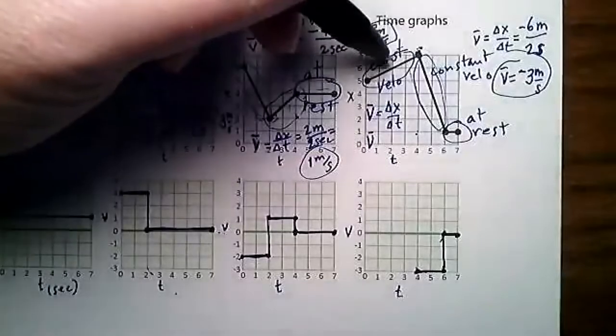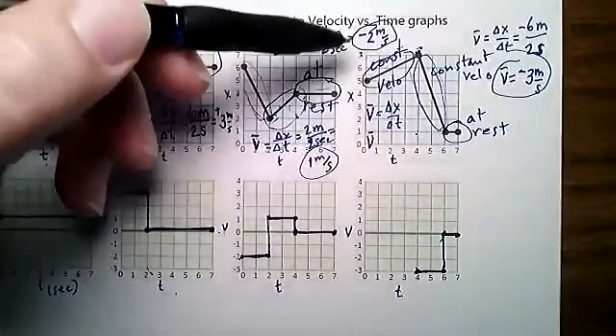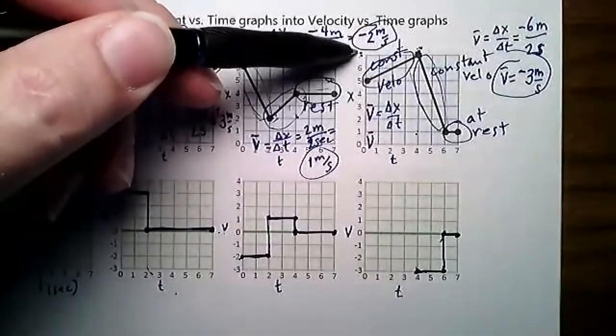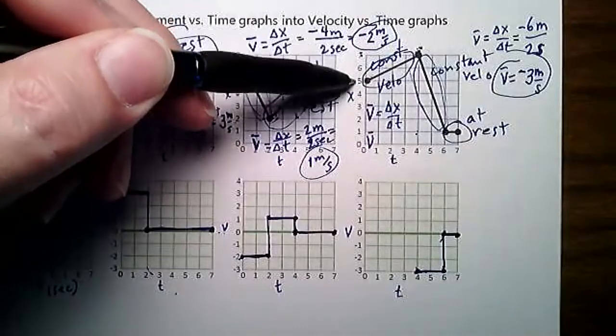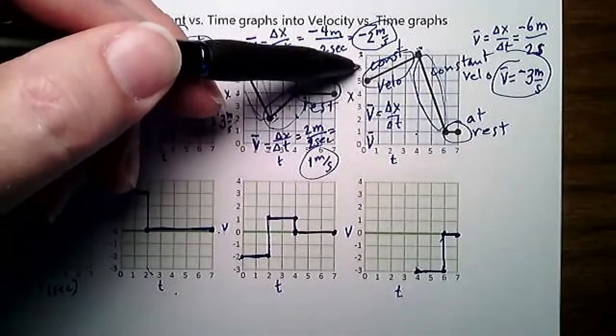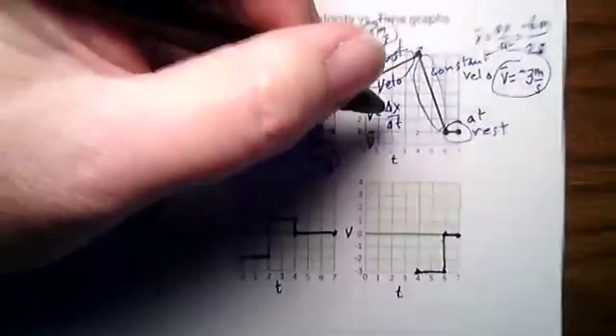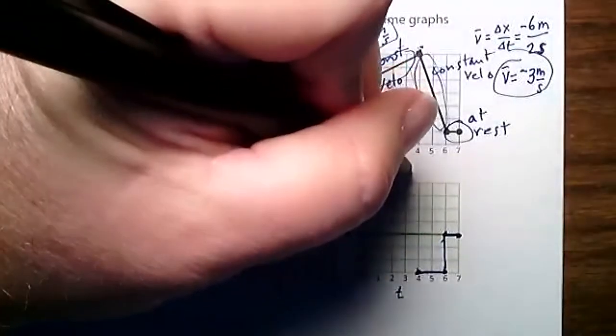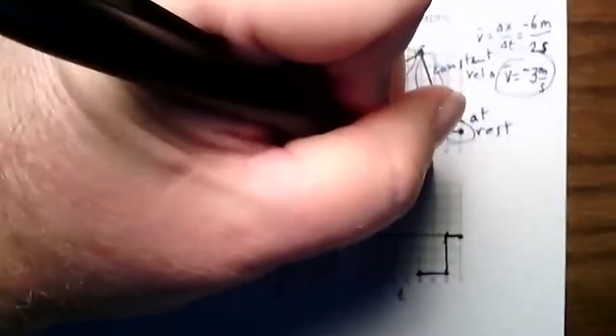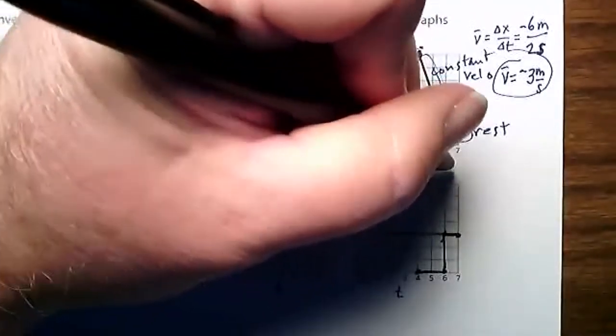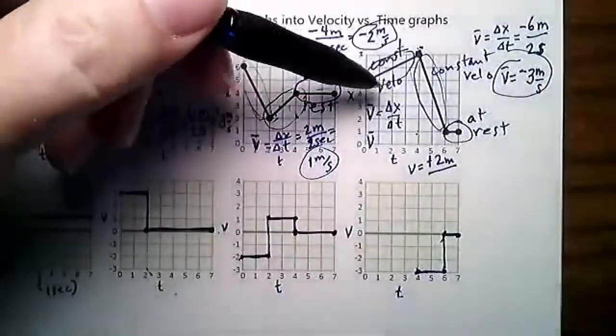So what's my delta x for this one? And remember, you're going to measure that here. What do you get? Well, I went 1, 2. I went +2 meters. You know what? I'm going to write this down here. V equals +2 meters divided by, how long did it take?